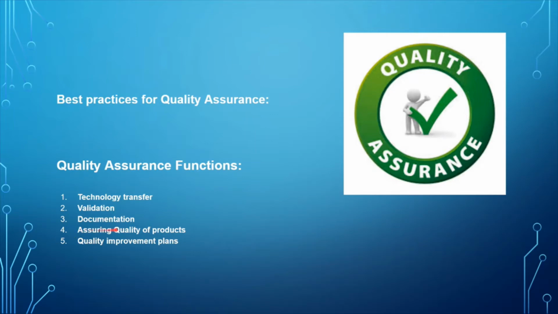Then we have documentation. This function controls the distribution and archiving of documents. Any change in a document is made by adopting the proper change control procedure, and approval of all types of documents is done. Then assuring quality of products and quality improvement plans.